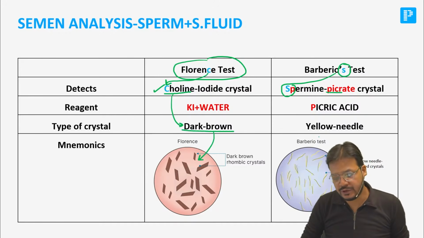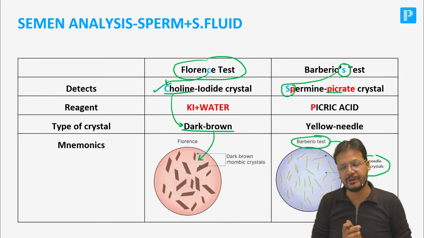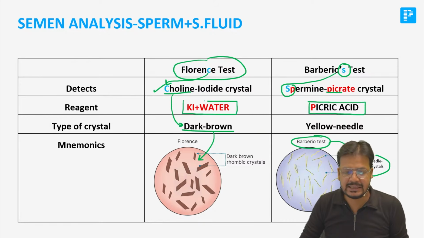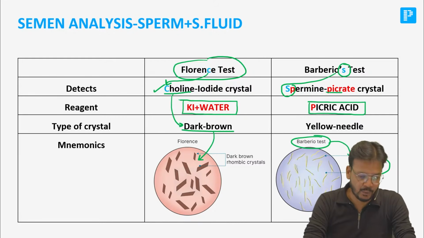Barberio's, Barber uses yellow needle. So that is a yellow needle shaped crystal in Barberio's. And in Barberio's we use picric acid, and in Florence test we use potassium iodide and water.